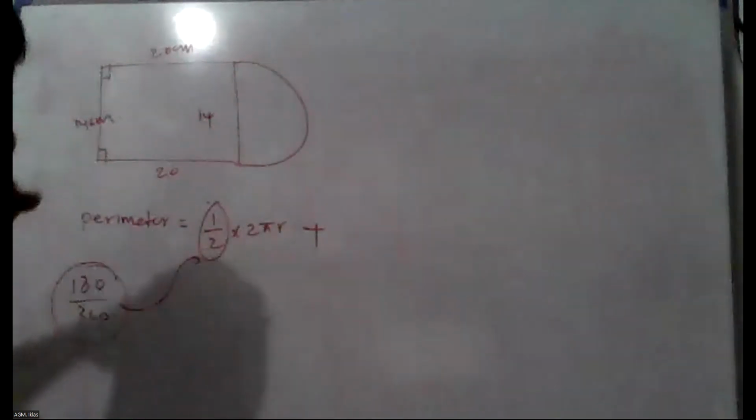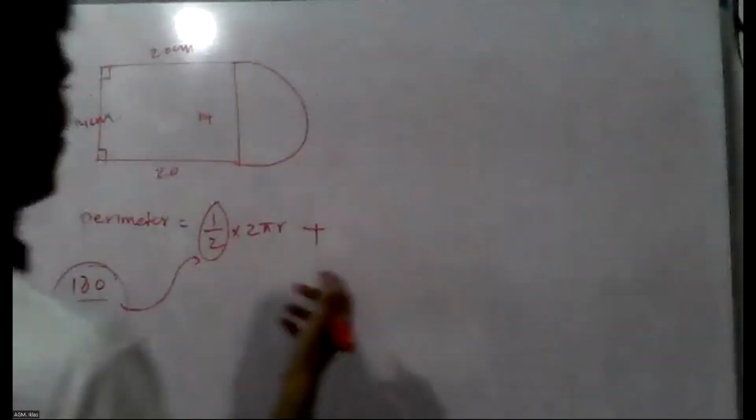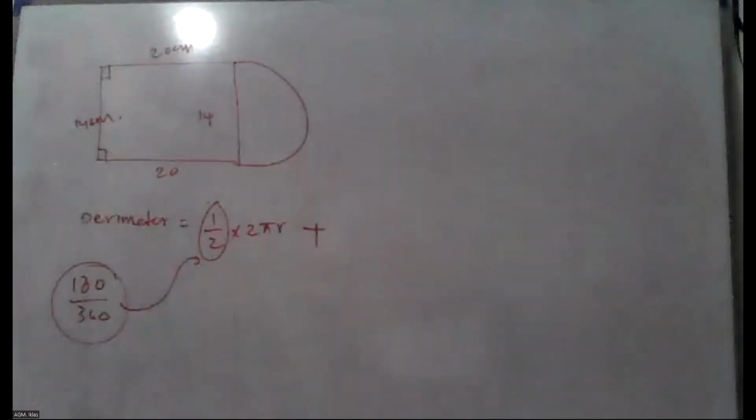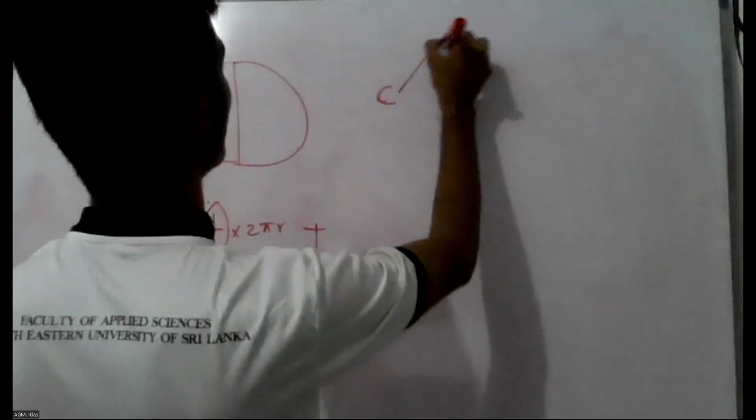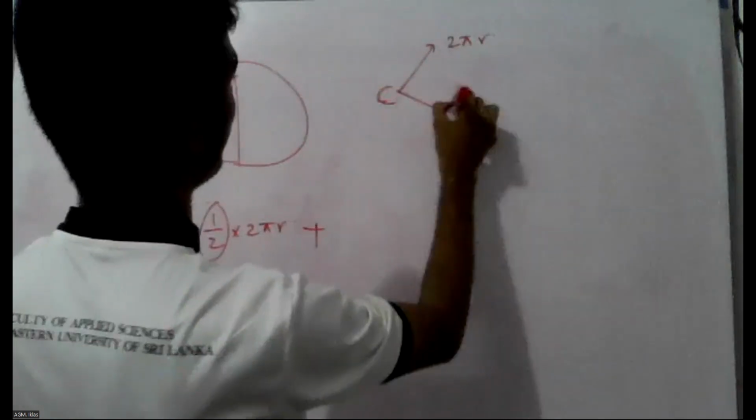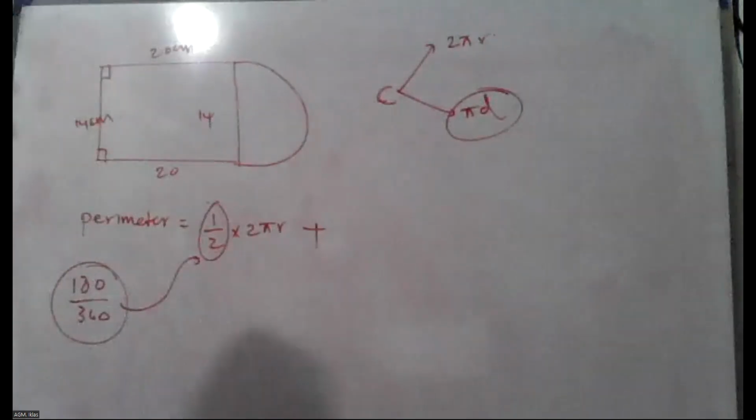side. So if this is 20, this is also 20 because you know the property of rectangle, the opposite sides are equal. So if this is 20, this is also 20. If this is 14, this is also 14. Okay? But I already explained to you for a circumference. For circumference, we have two equations, 2 pi r and pi d.